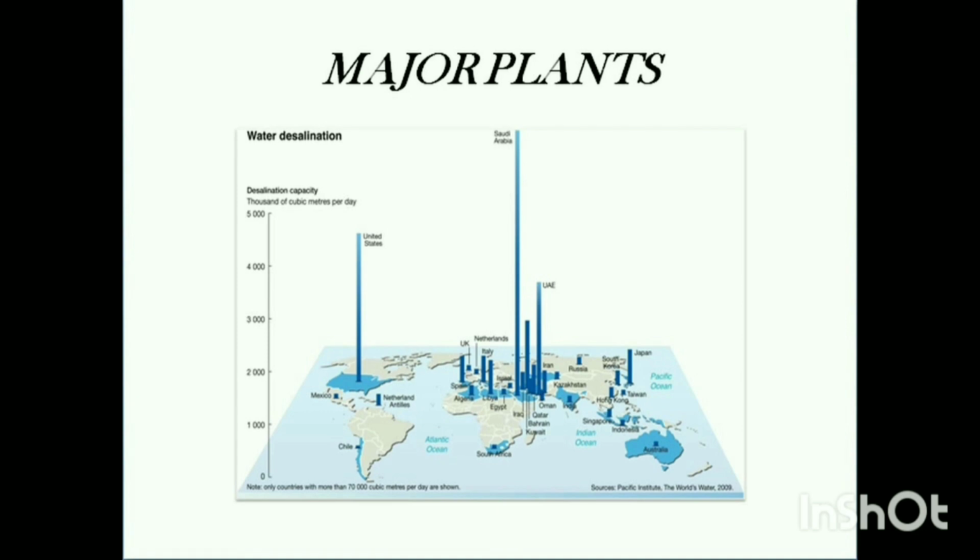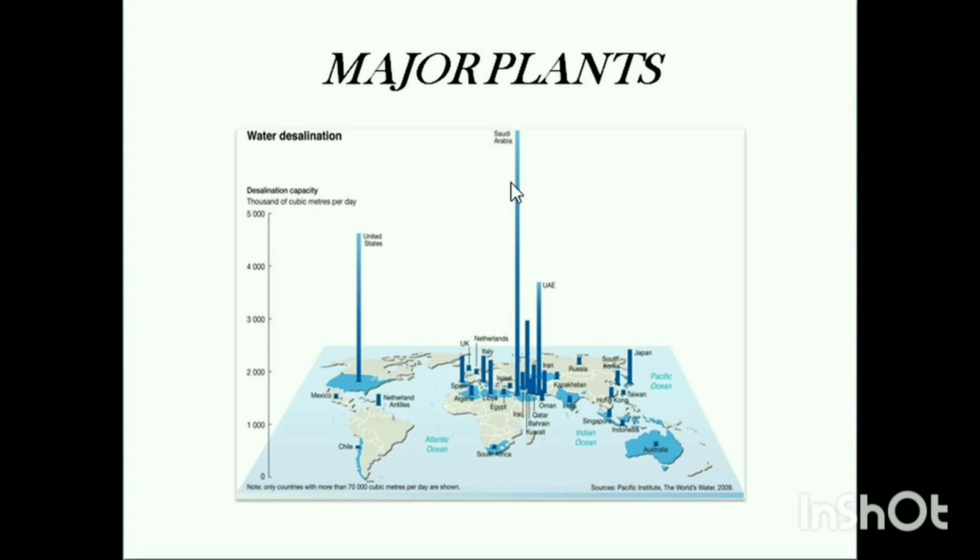If you observe here, Saudi Arabia has the maximum number of desalination plants, and it produces enough water to supply to every individual in their country. Next comes the United States, UAE, Japan, and moreover most of the European countries use desalination plants to treat seawater and to supply it to the public.